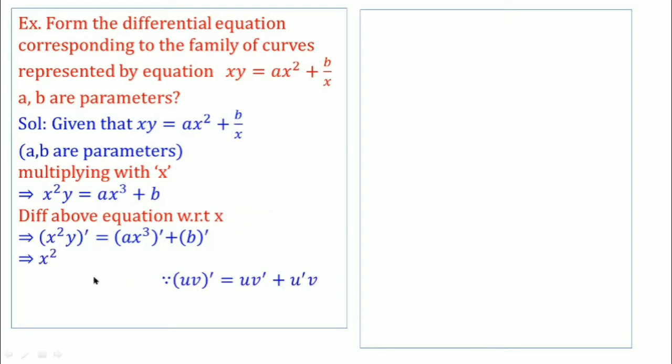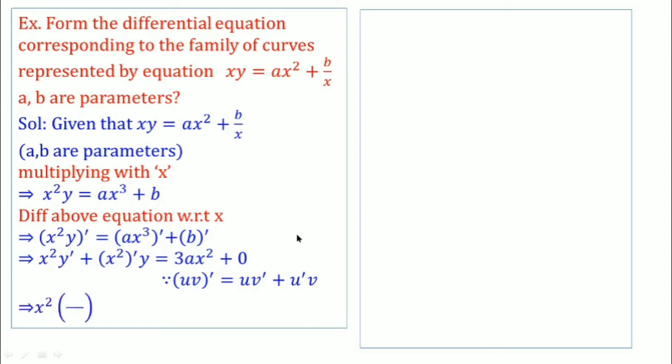So what will we get? First we get x² into differentiation of this term plus x² whole dash into y term, as it is equal to differentiation of this term, which is 3ax², plus differentiation of a constant, which is 0. Here we apply the u × v formula. First we get x² as it is and the derivation of the next term, plus the derivation of x² into y, is equal to, we get like this.